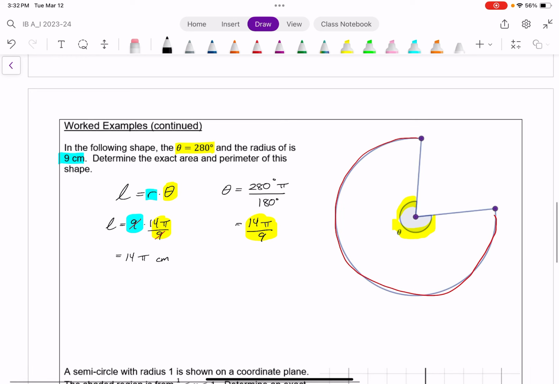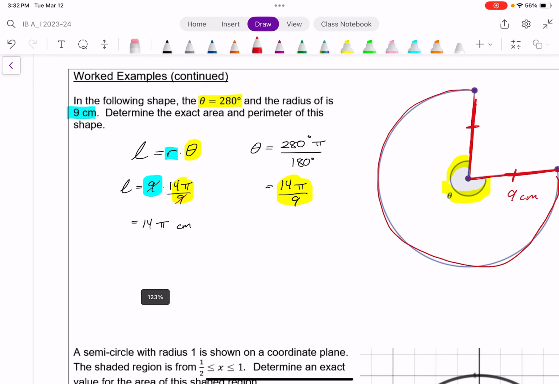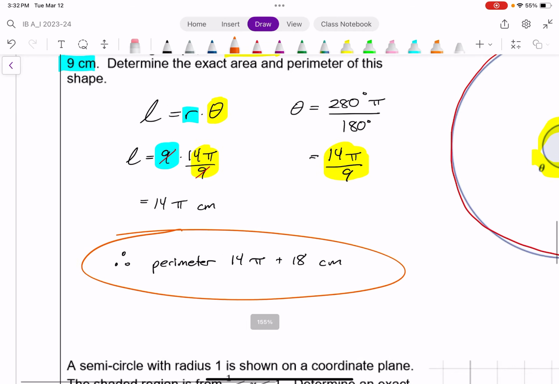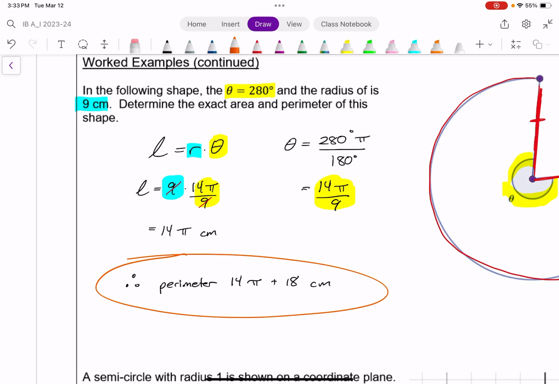Now that's not my entire perimeter, that's the arc length. All I need to do now is add this radius here and this radius here, both of which are 9 centimeters. So all I need to do now is take that 14 pi and add 18 to it. So I'll say, therefore, the perimeter of this shape is 14 pi plus 9 times 2 plus 18 centimeters. Here's my exact value. And it does ask for the exact value, so I don't want to decimalize anything. It won't be exact anymore.